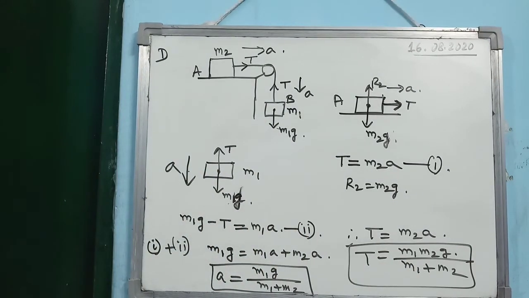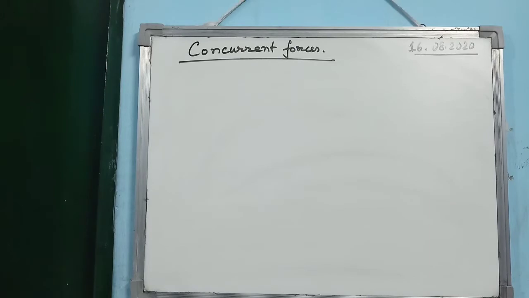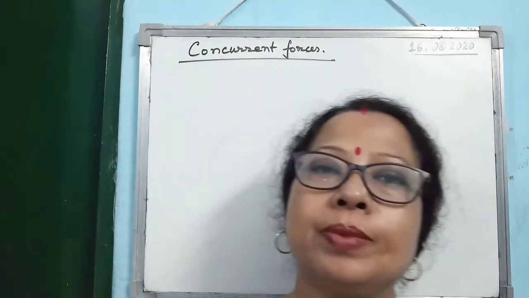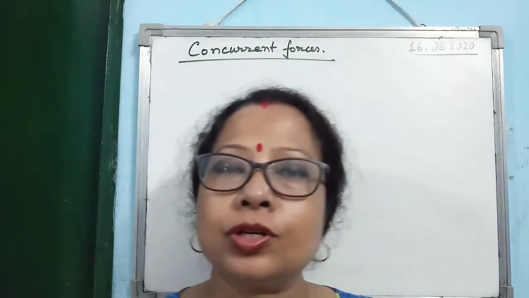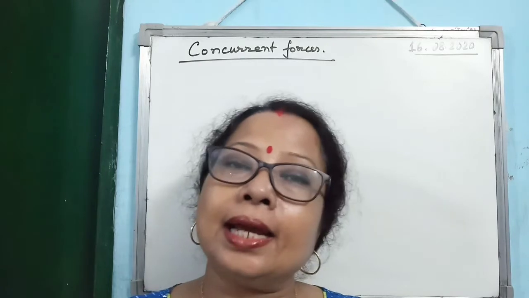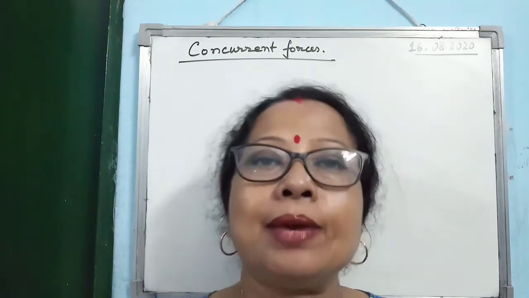Alright, so this is the way with the help of a free body diagram one can get the expression for acceleration as well as tension acting in the string. Next concept is concept of concurrent forces. Concurrent forces means several forces are acting on a body in such a way that their point of action is the same point.